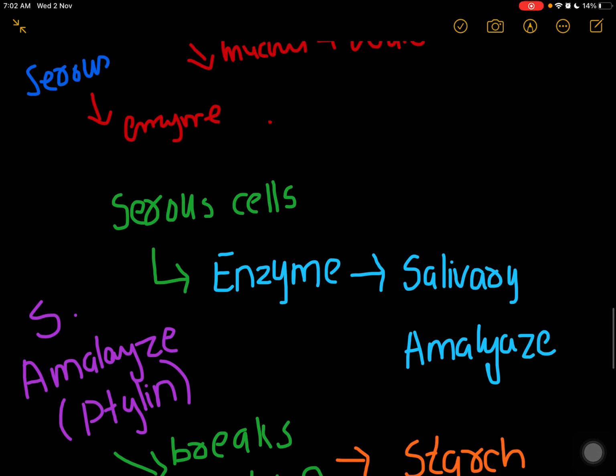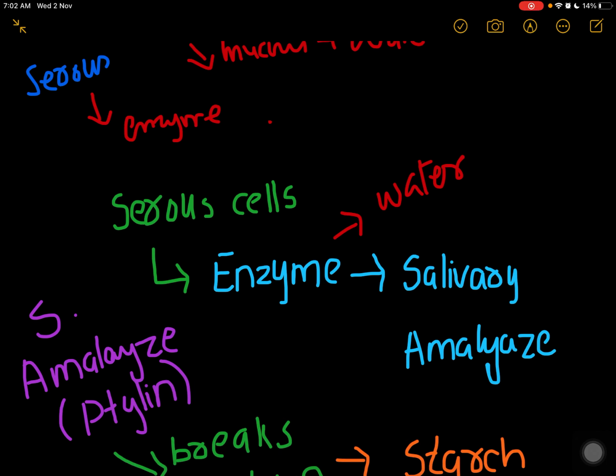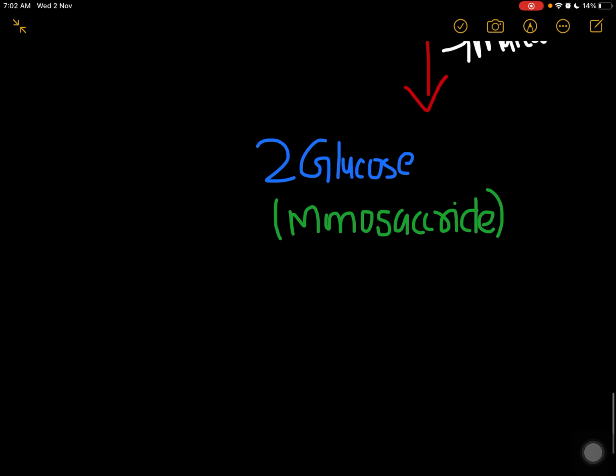So these serous cells produce an enzyme known as salivary amylase, and they also secrete water. Water is also secreted. In some research papers it is written that they also produce lipase, but it is not authentic. It's not written in any book.